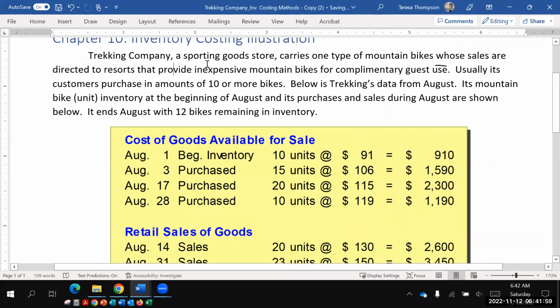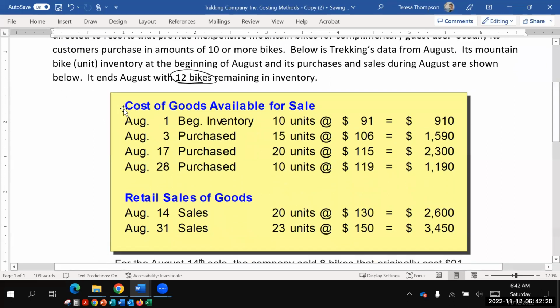They sell to different resorts. Customers usually purchase in units of 10 or more. Here's the data for August. They do start with a beginning inventory and they end with 12 bikes. Okay, so just some information there. And that data doesn't change regardless which method we use, right?